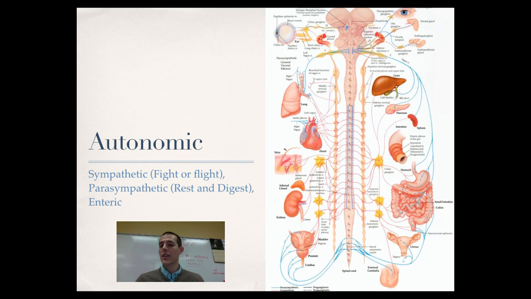Last one is the enteric system, and the enteric system is the system that is specifically responsible for digestion. So it takes care of peristalsis, which is the muscular contractions that move food up and down your esophagus. It takes care of the movement of food and stuff around in your belly, the movement of digested material through your intestines. All of that happens through the enteric system. So that's it. It's the nuts and bolts of the nervous system.